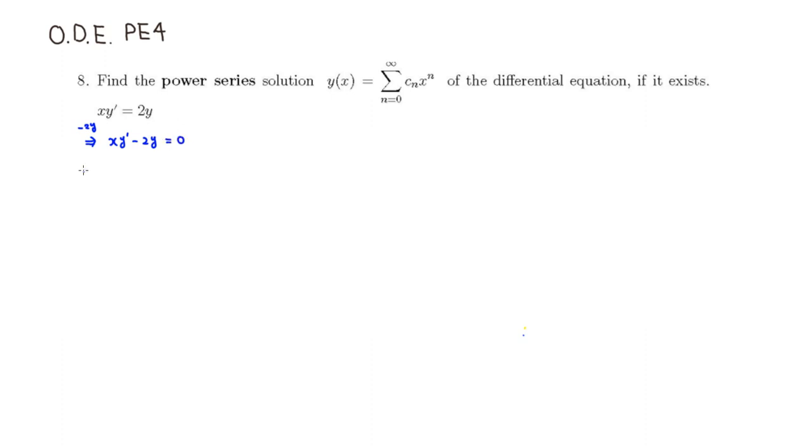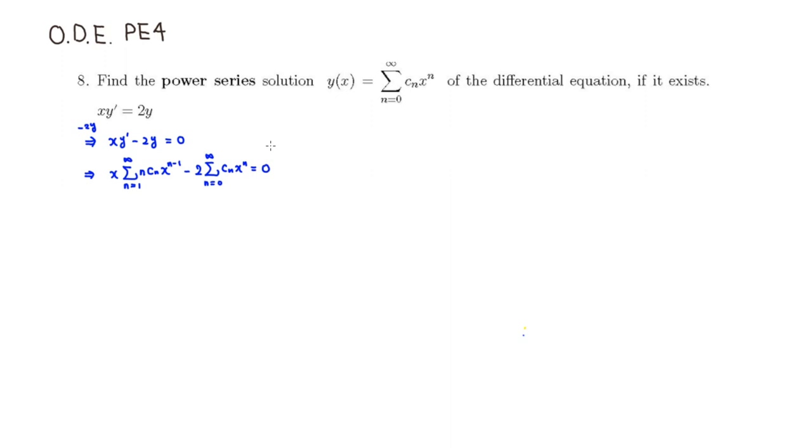Then we put the power series in. So you have x times the power series for y', which is the summation n goes from 1 to infinity of n c_n x^(n-1), and minus 2 times the power series for y, which is the summation n goes from 0 to infinity of c_n x^n, is equal to 0.